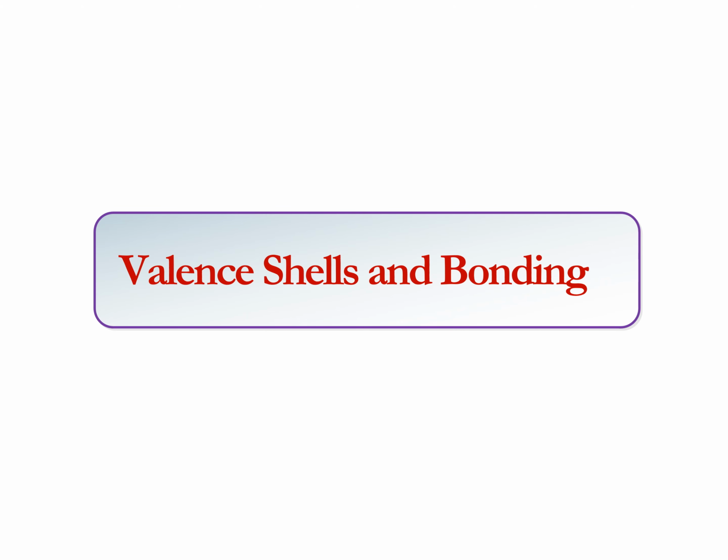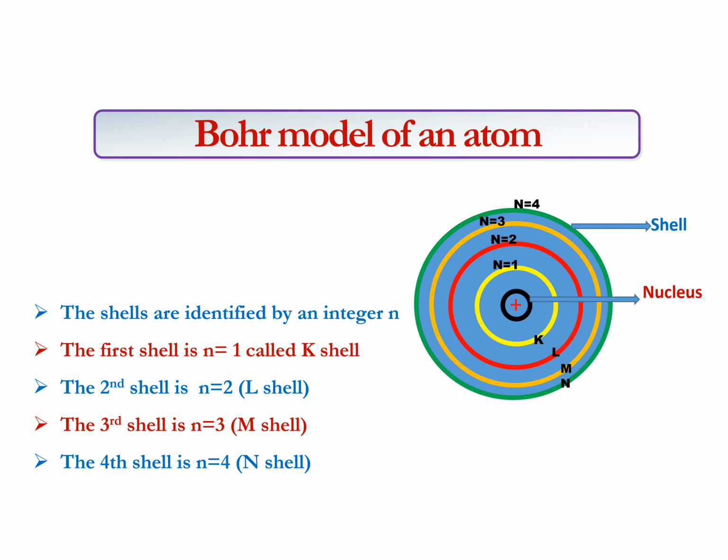So let's now look at valence shells and bonding. We will now look at the Bohr model of an atom. So Bohr proposed that electrons revolve in shells. This is what we call a shell. So this green circle is a shell. This red one is also a shell. Each of these circles here is known as a shell. So Bohr proposed that electrons revolve in shells and that each shell has a fixed energy level.